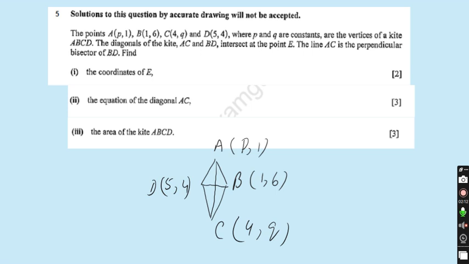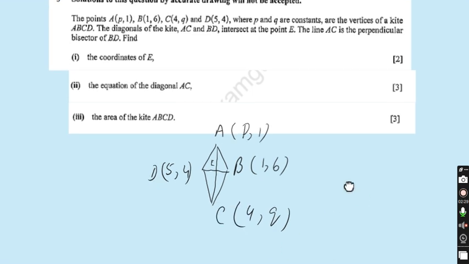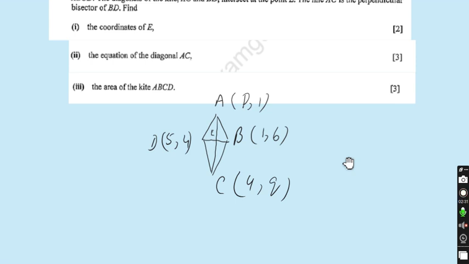So we have to find the coordinates of E, where E is the intersecting point of the diagonals AC and BD. Now, AC is the perpendicular bisector of BD, so point E should be the midpoint of BD. So E is the midpoint of BD.